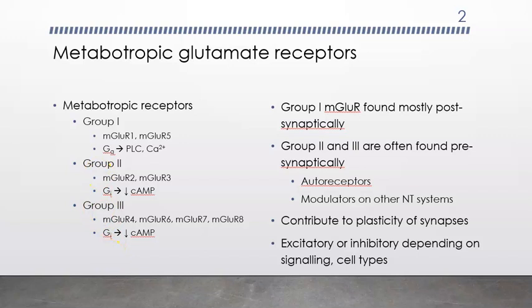Okay. Now, group 1 of these receptors are mostly found on that postsynaptic cell. These are GQ, but groups 2 and 3 are often found presynaptically. And you can kind of guess that because they are GI receptors. And a lot of GI receptors act as autoreceptors. And so they help modulate other neurotransmitters within the same neuron. Because remember, a glutamatergic neuron can also release other neurotransmitters. So say a glutamatergic neuron could also be a cholinergic neuron, for example. Okay.